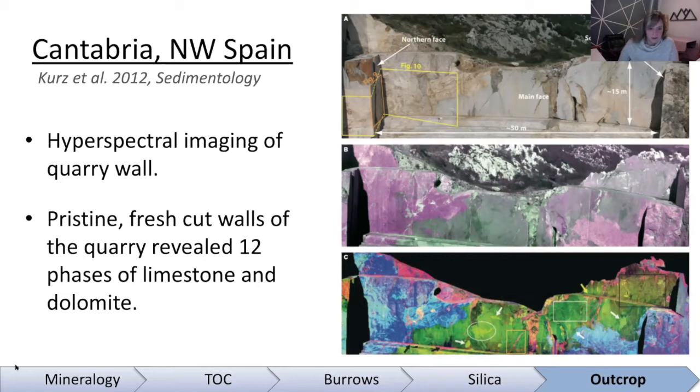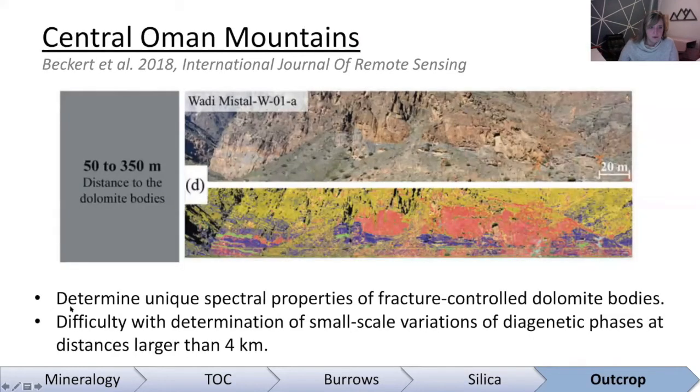And in the next example, from Central Oman, published in 2018, we can see that they did this from a distance of 50 to 300 meters away from this cliff. Within the paper, they also show the results of scans at much greater distances. They did determine that you're not able to detect very small scale variation unless you are at a closer distance. But overall, you can use things like a carbonate wavelength image to image the boundaries between limestone and dolomite, for example.